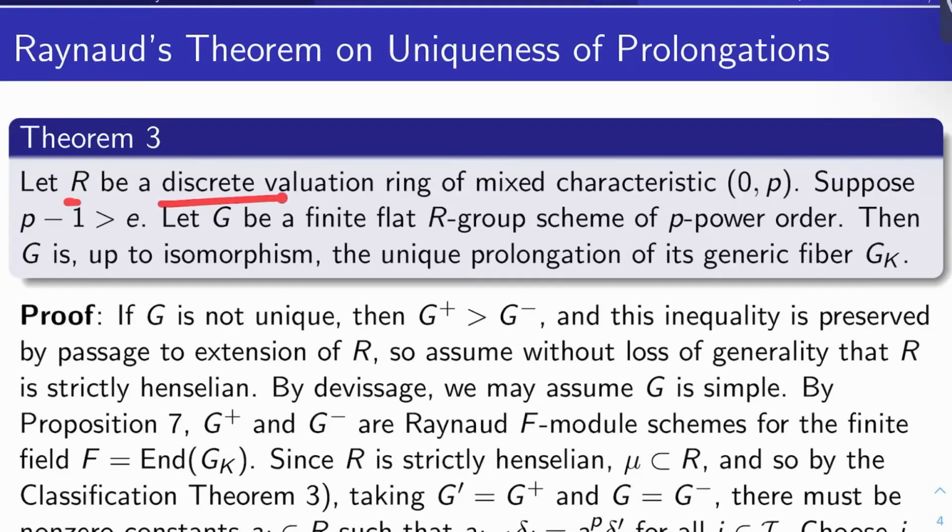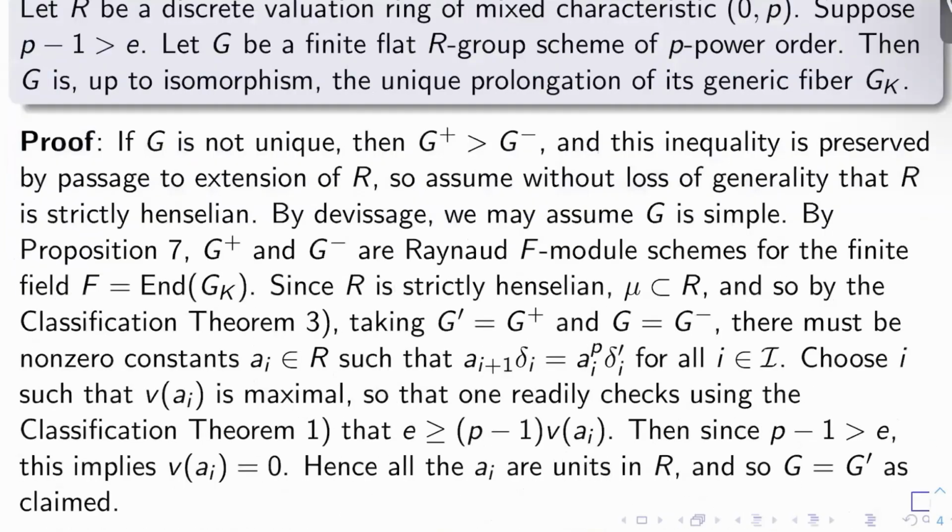Let R be a DVR of mixed characteristic (0, p). Suppose p minus 1 is bigger than the absolute ramification index e, which remember is just v(p). Let G be a finite flat R-group scheme of p-power order. Then G is, up to isomorphism, the unique prolongation of its generic fiber G sub K, so its base change to K, where K, if you recall, is the field of fractions of R. Okay, and I'm actually going to give a proof of this just because I like this proof.